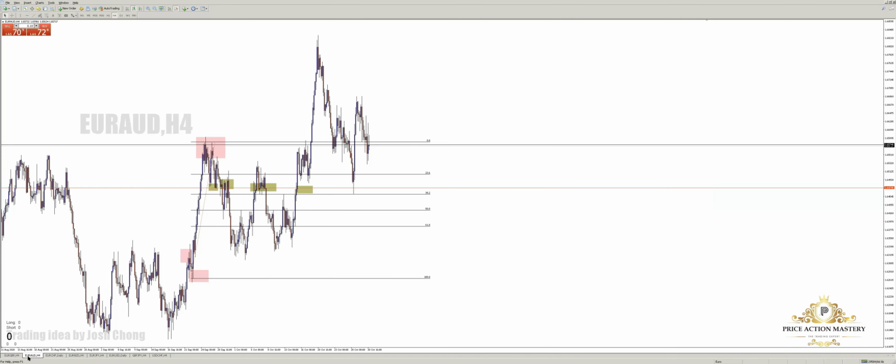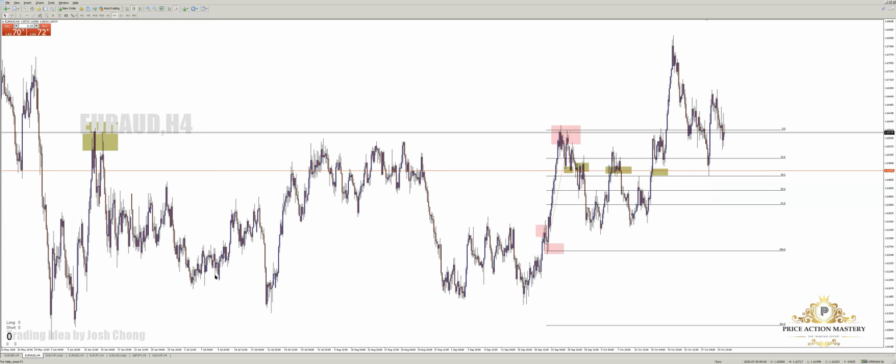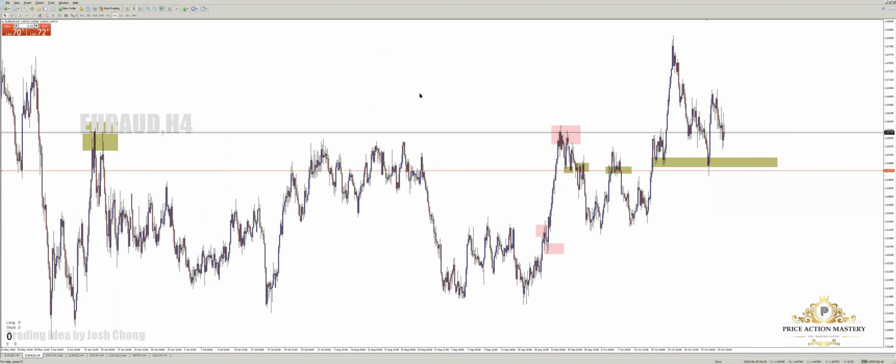And then Euro AUD. Basically we can see the market is still overall on the buy side. This is the lower high area, and this zone will attract a huge volume of buyers. So we can look into this pair for a buy trade in this green area.